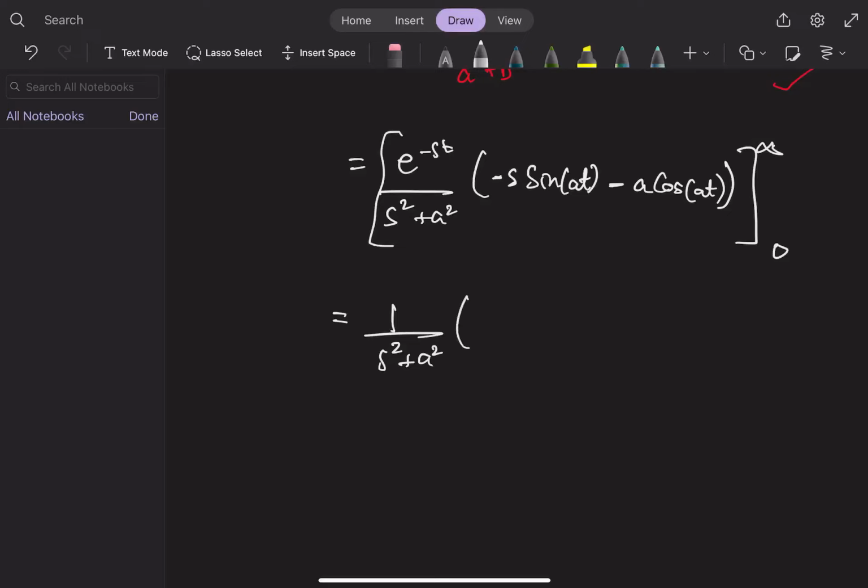Again you will get 0 here, and when you put 0 over here you'll get 0, and when you put it over here you will get a. Sorry, you'll get minus a. So your answer becomes a divided by s square plus a square. This is your Laplace of sine of at.